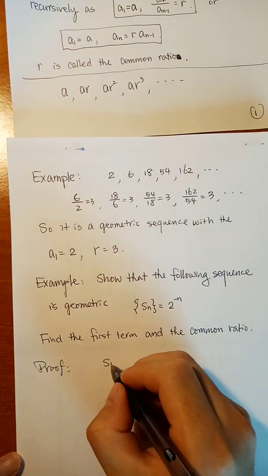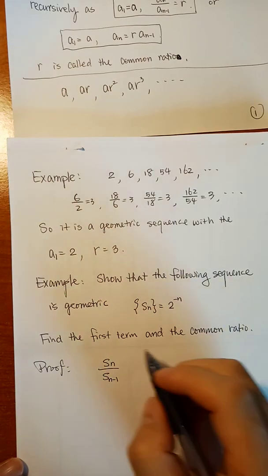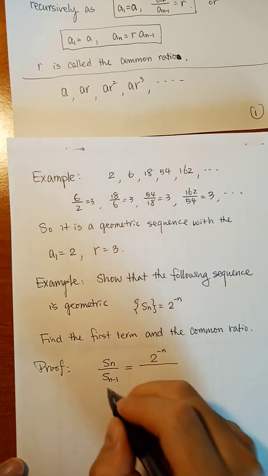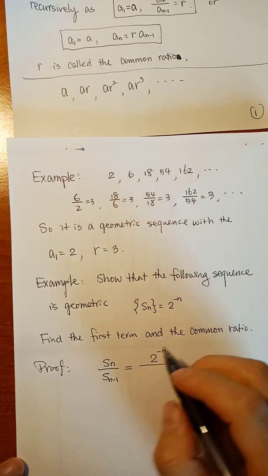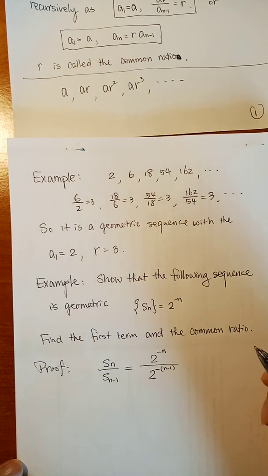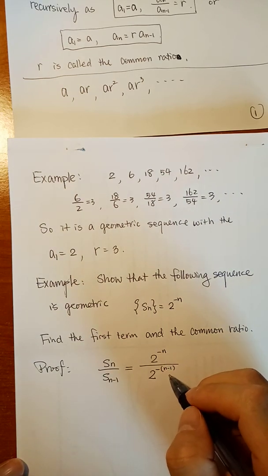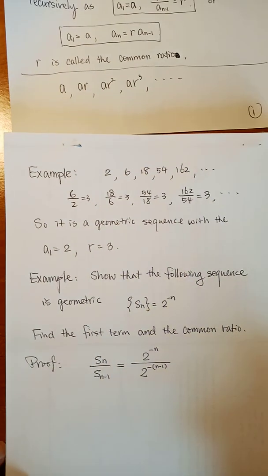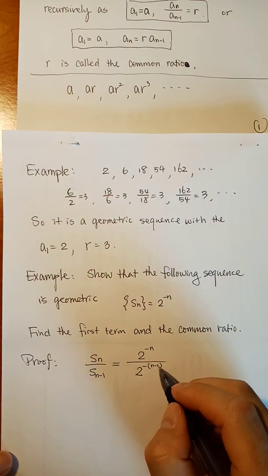Common ratio is Sn over Sn minus 1. Okay, so what is Sn? Sn is a 2 to negative n. Sn minus 1 means in the Sn formula, you replace n by n minus 1. And don't forget parentheses. Whenever you replace a simple symbol by a complex symbol, you put a parenthesis to be on the safe side. Okay, so it's a 2 to negative n over 2 to negative n minus 1.